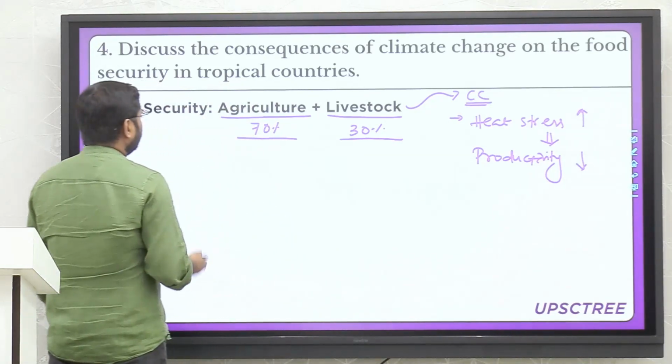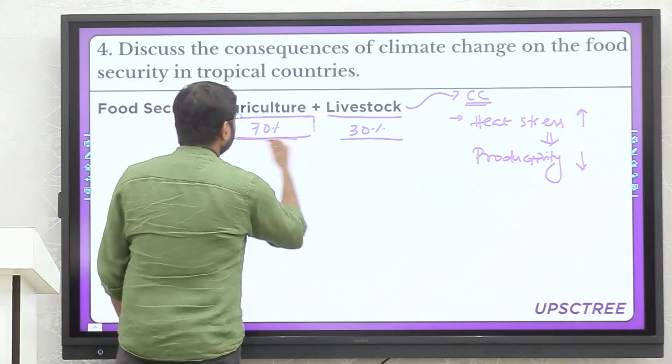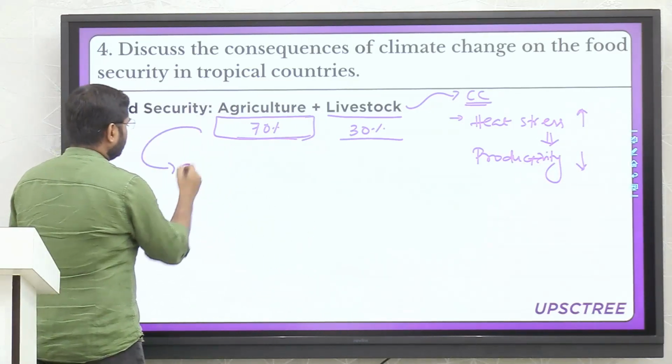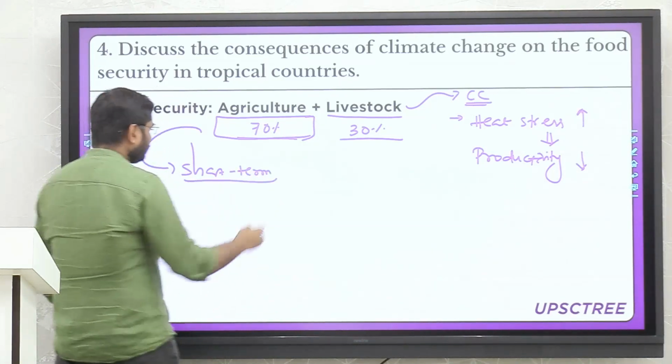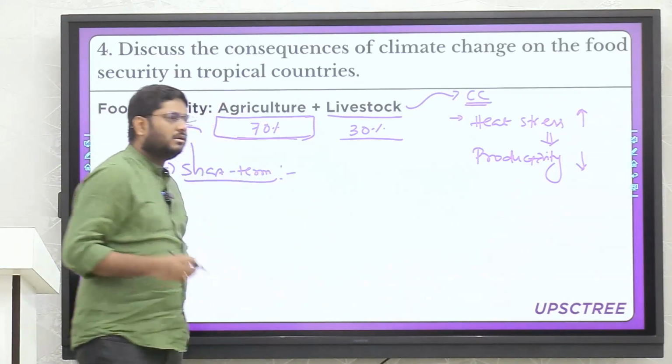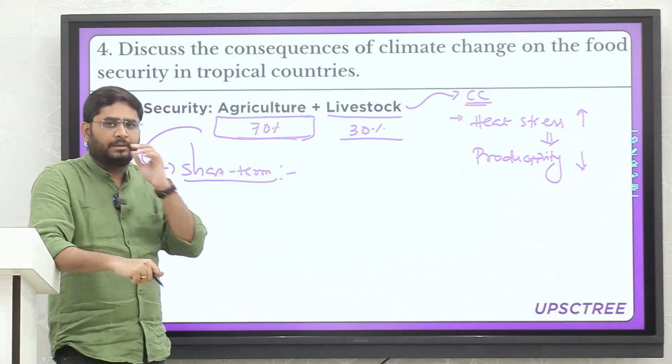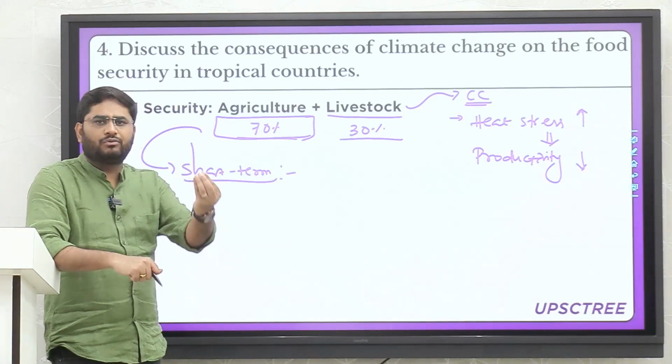Agriculture, if you look at agriculture, initially in the short term, for a very short period of time, the plants will go for photosynthesis.